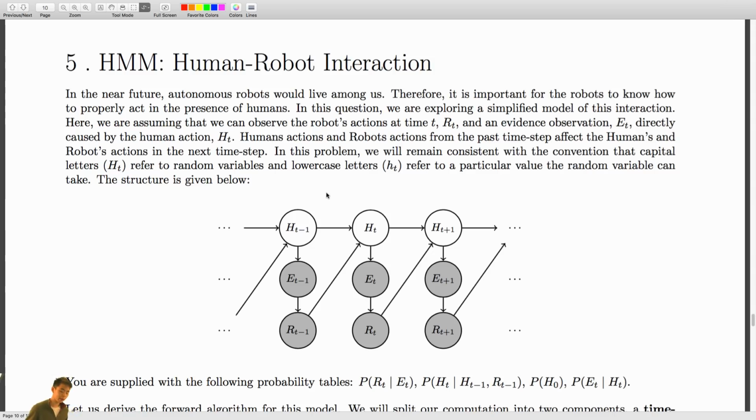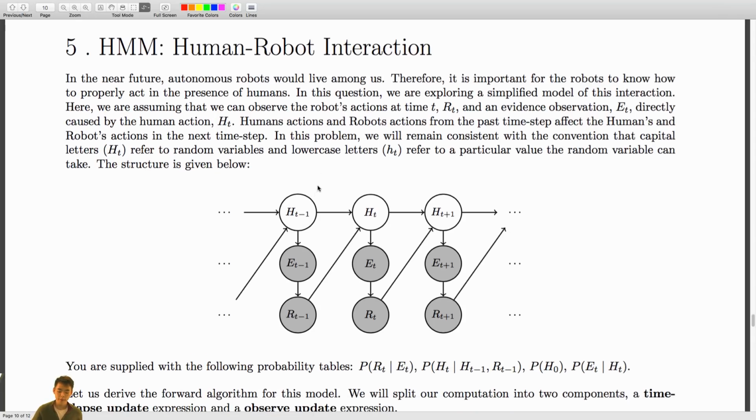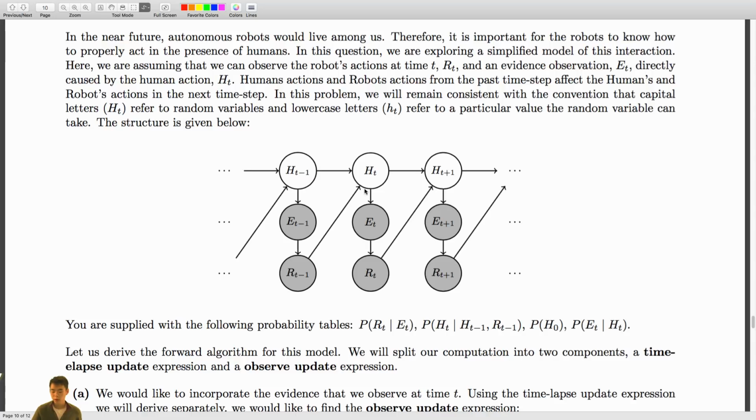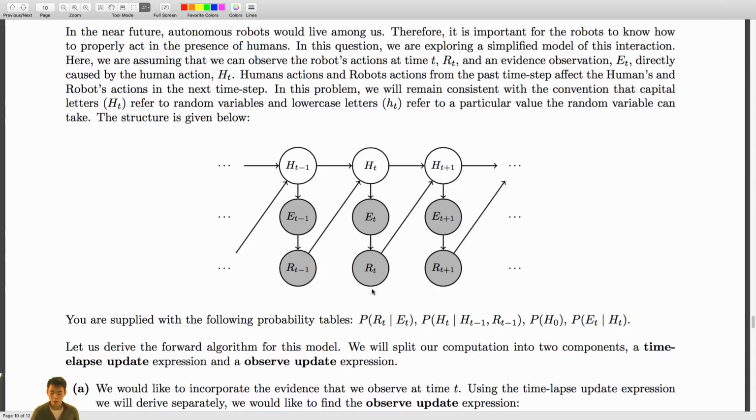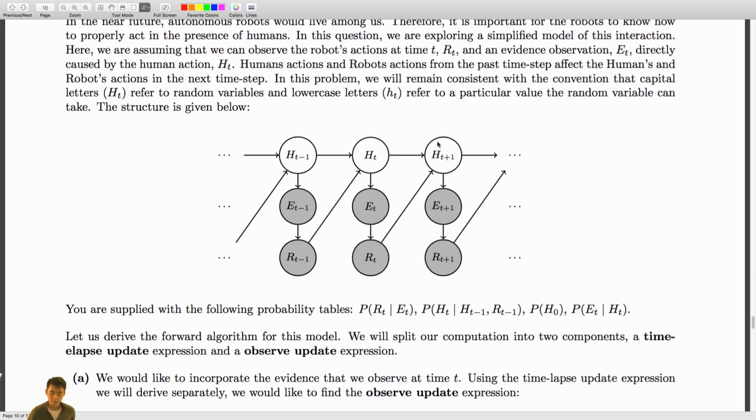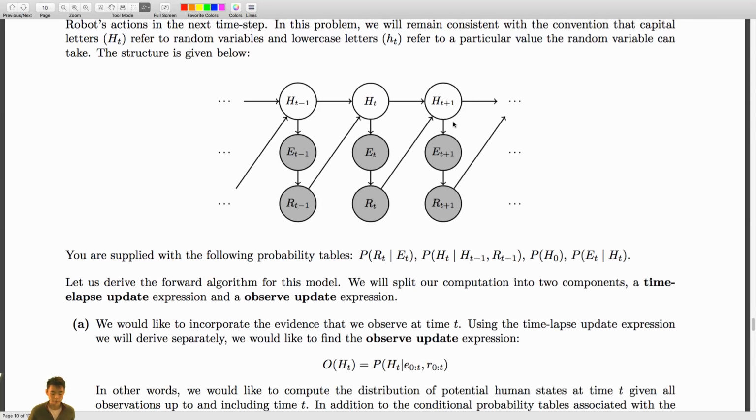Okay, question 5 is a hidden Markov model question which discusses the interaction between this human and a robot. So every time step there's a human action which directly causes some sort of observed evidence for that time step. And the robot will see that observed evidence and then it will have its own action. And together, the human action and the robot action will influence what the next human action of the next time step will be. So in this problem, we'll be observing the evidence and the robot action, and then using those to update our beliefs about the human action at every time step.